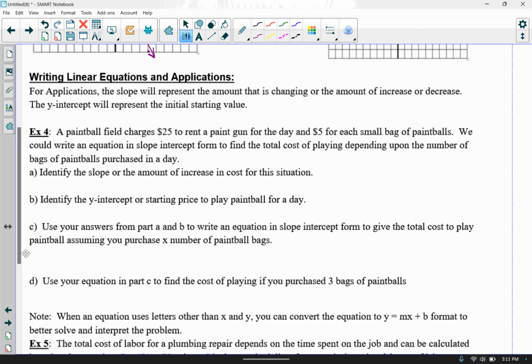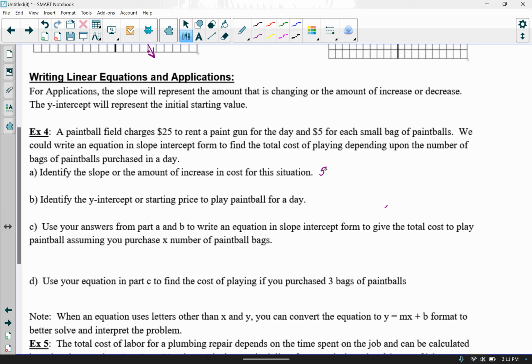So we could write an equation in slope-intercept form to find the total cost of playing depending upon the number of paintballs purchased in a day. Part A wants us to identify the slope, or in other words, the amount of increase for our cost in this particular situation. Each time we buy a small bag of paintballs, we are increasing our cost, and the cost of those paintball bags is $5. So that would be our slope.